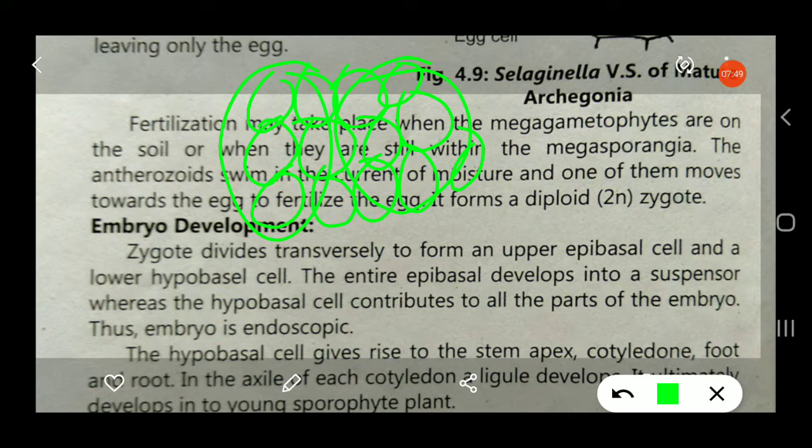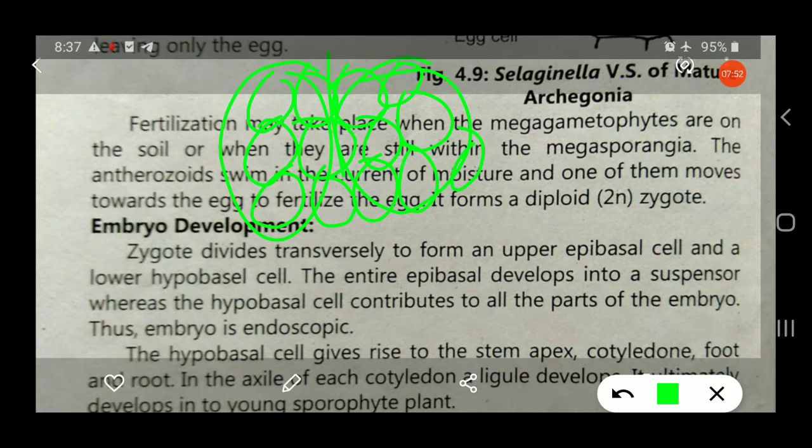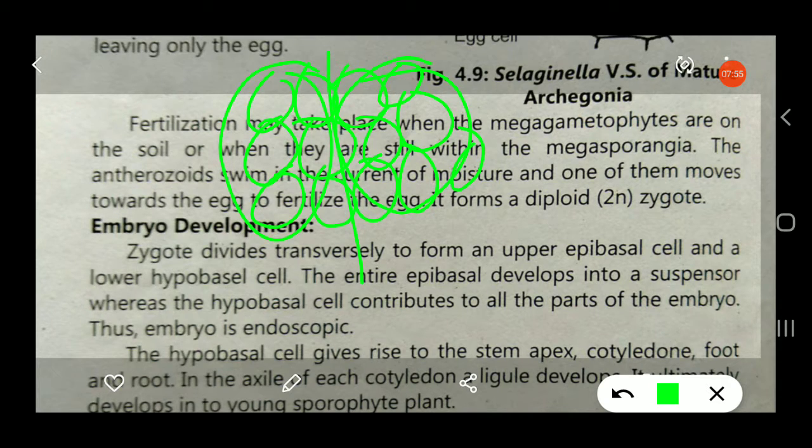The zygote divides transversely to form the upper epibasal cells and the lower hypobasal cells. The zygote divides transversely into two groups of cells. The upper group is known as the epibasal cells, and the lower group is known as the hypobasal cells. The entire epibasal group develops into the suspensor.